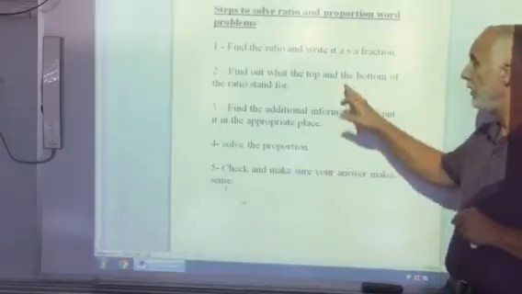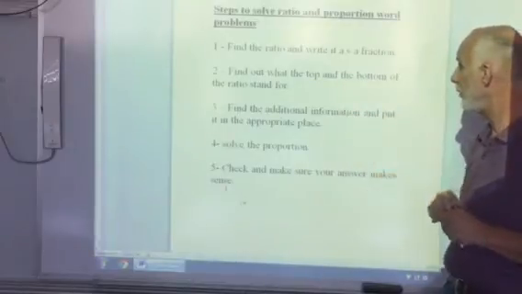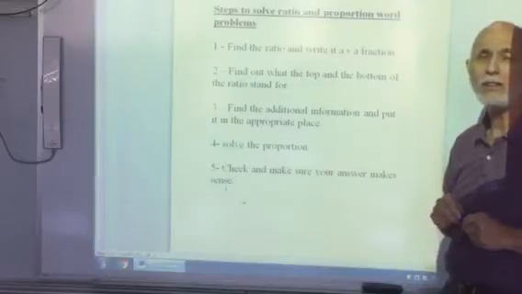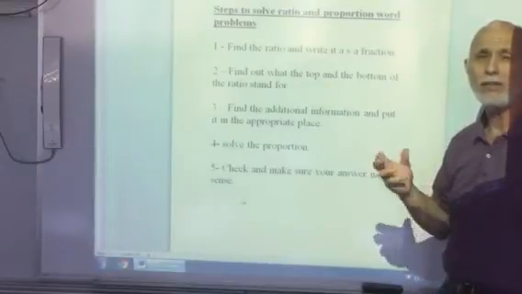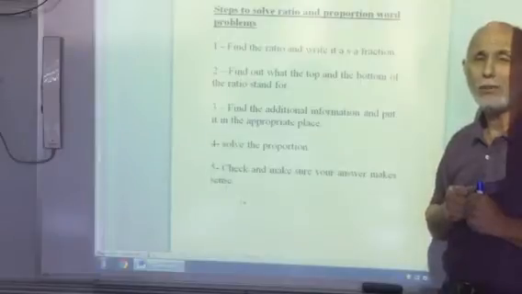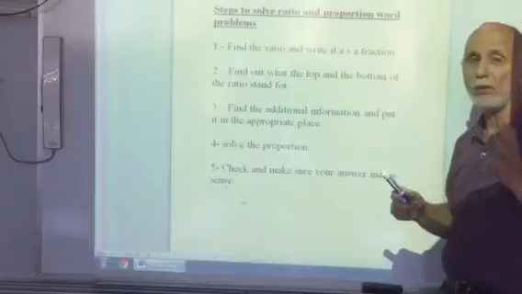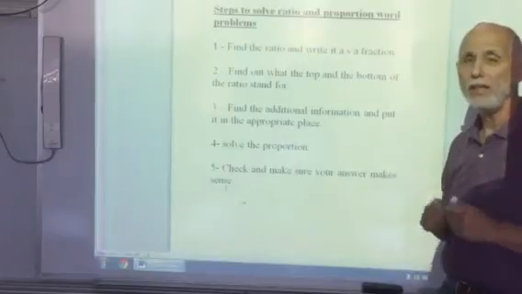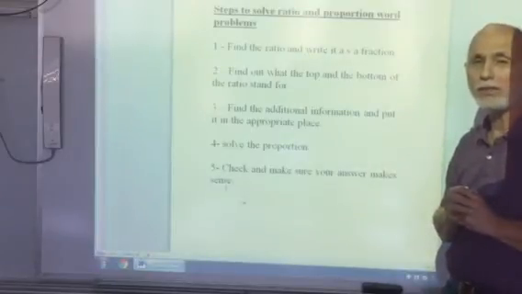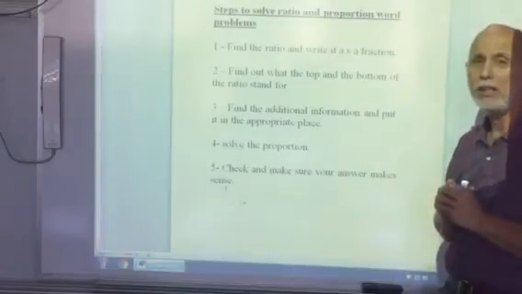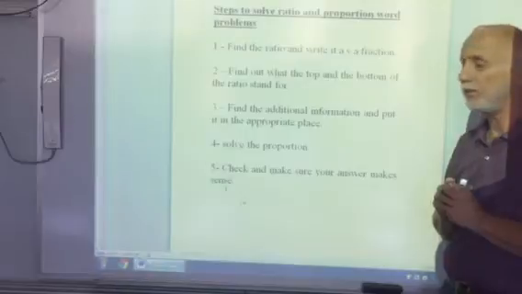All right. The third step is find the additional information and put it in the appropriate place. Now that's just a fancy way of saying find out whatever information is left and put it where it belongs. And then solve the proportion. Now we're back to what we learned the other day. Cross multiply the two numbers that give you an answer, set up a simple one-step equation with multiplication in it, and solve by dividing on both sides.